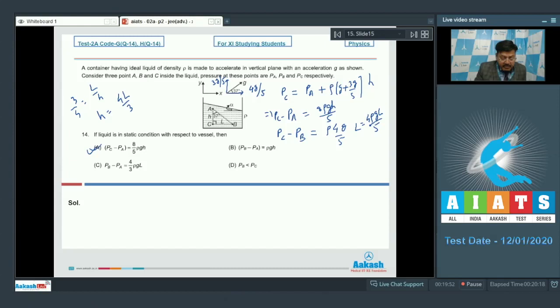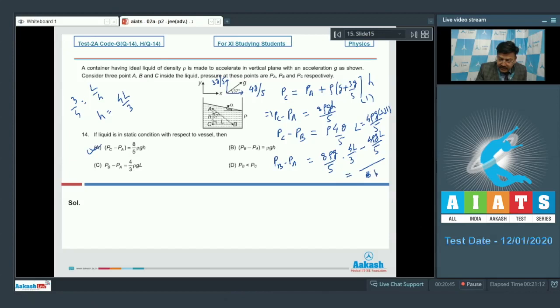Now we are interested in PB minus PA. For doing that, if I call this equation 1 and this equation 2, we can subtract equation 2 from equation 1. That will give us PB minus PA, which is equal to 8 rho g by 5 into H, where H is 4L by 3, minus 4 rho gL divided by 5. Let's see how much this comes out to be.